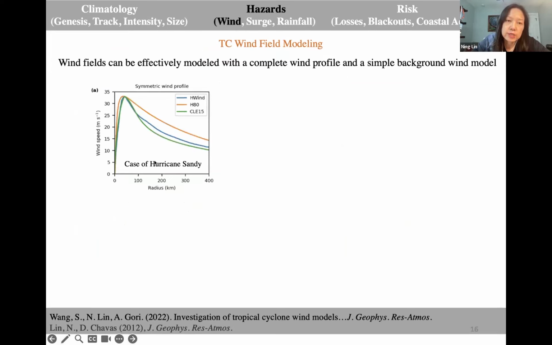This is for Hurricane Sandy. Our model, which we call CIE 15, in green, compares quite well with observation, which is H wind, the blue. The popularly used H80, the Holland model developed in the 80s, commonly used in hazard and risk analysis, is not that good in this case.